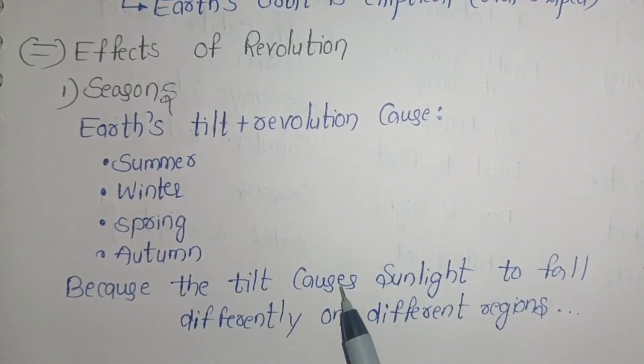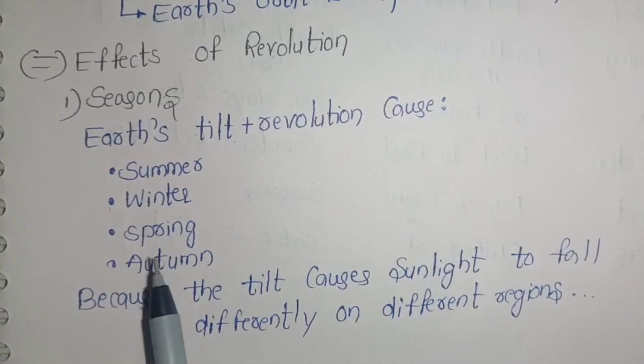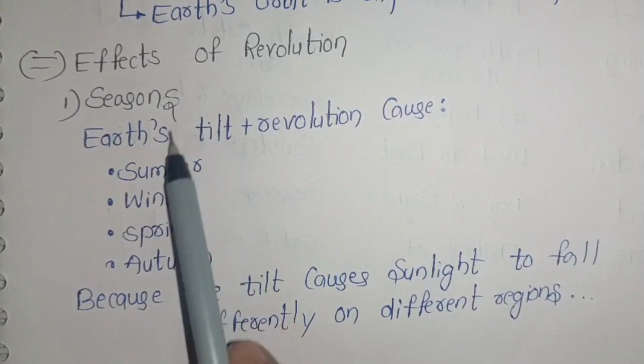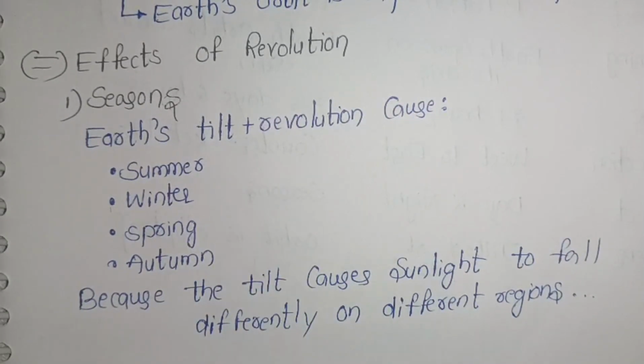Because of the tilt, sunlight falls differently on different regions. I hope you understood how the seasons occur. Earth's tilt plus revolution causes summer, winter, spring, and autumn, because the tilt makes sunlight fall differently on different regions.